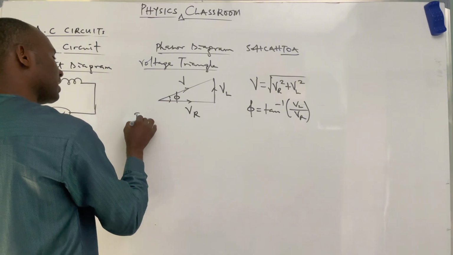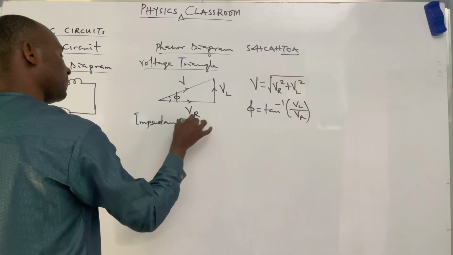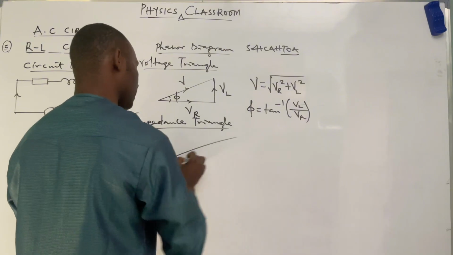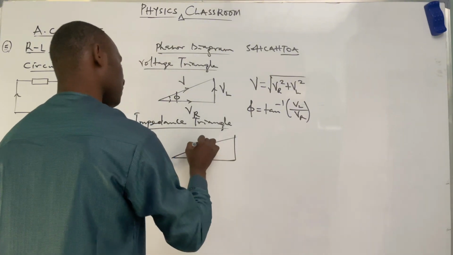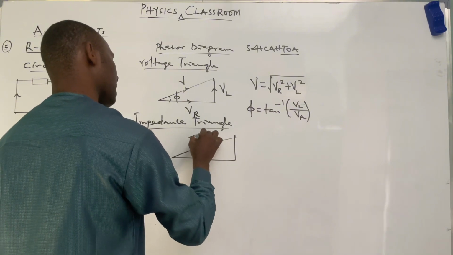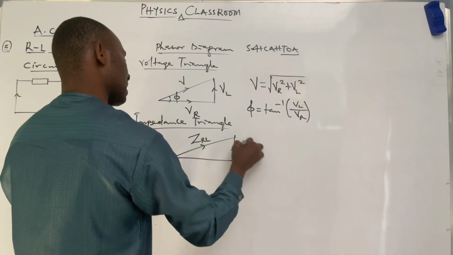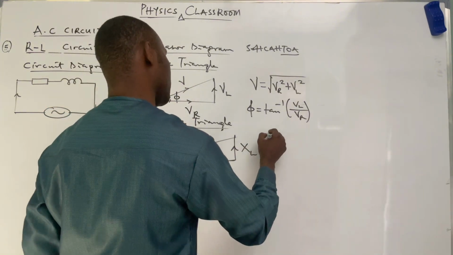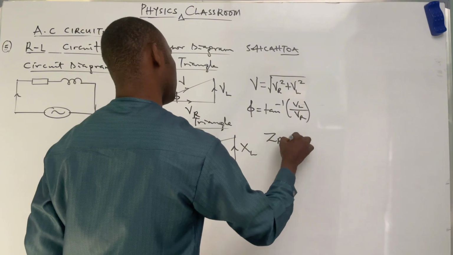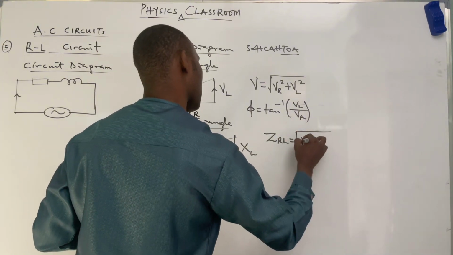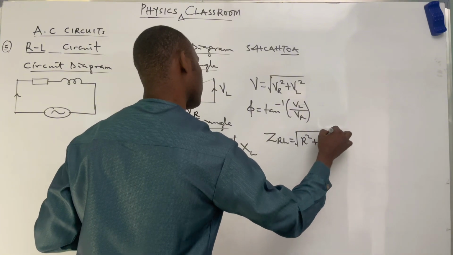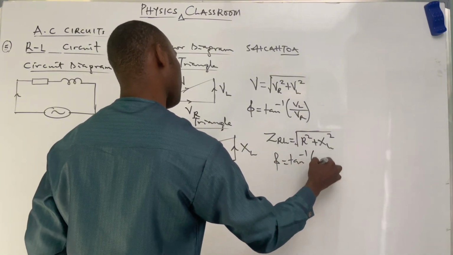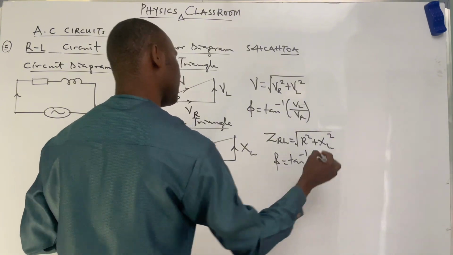Then for the impedance triangle, we can also have it take the same form. This will be our Z subscript RL. This is our XL, and this should be the R. So in this regard, ZRL will be equal to root of R squared plus XL squared, and your phase angle will be equal to tan inverse of XL all over R. Please take note of this.